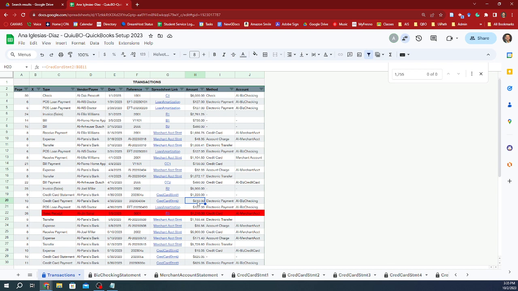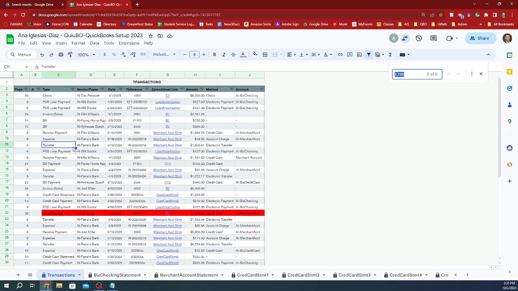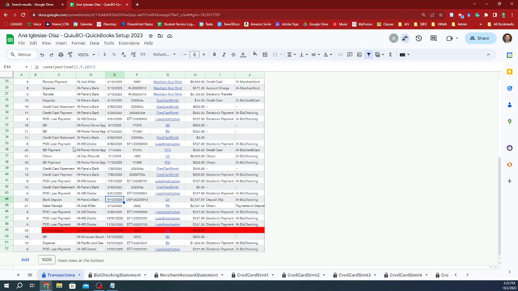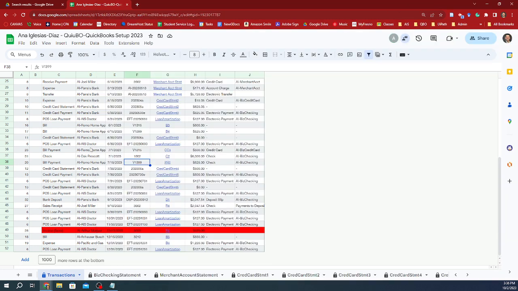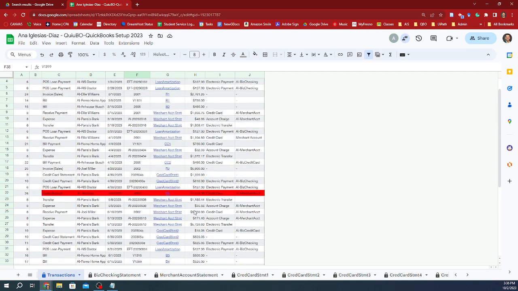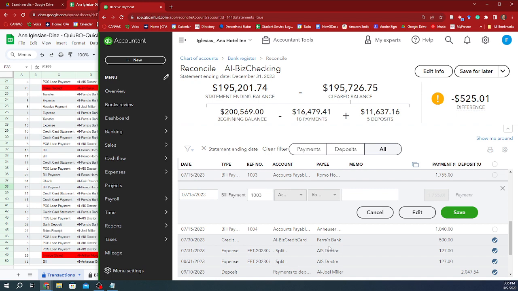So where are those transactions? 1,040. So there's bill payments on July 15. So this bill payment for 525, but then you have another bill payment for 1,755. I don't see it. And then another one for 1,040, and I don't see it. So I don't know how that happened. Can you tell me? Okay, let's go check it out.